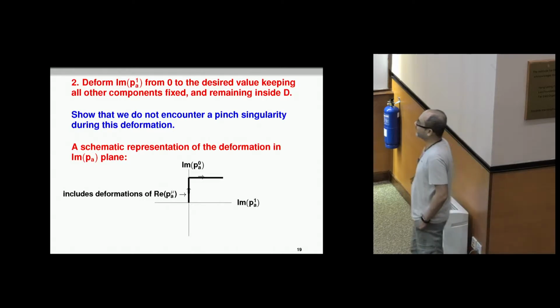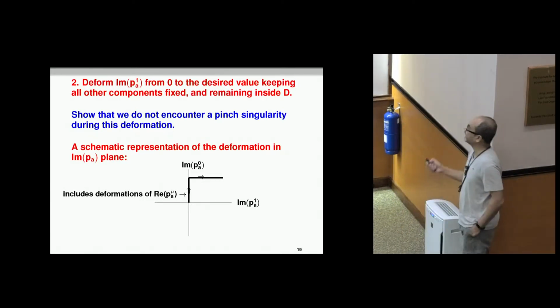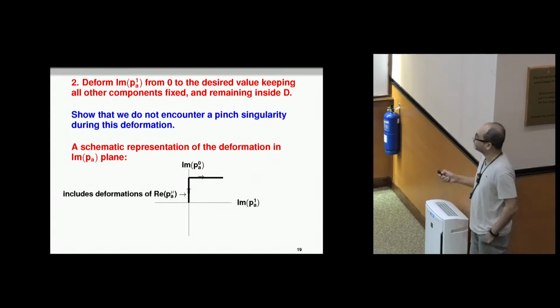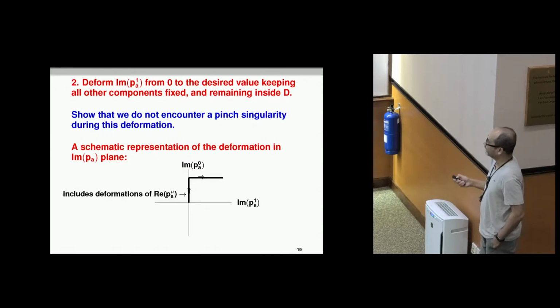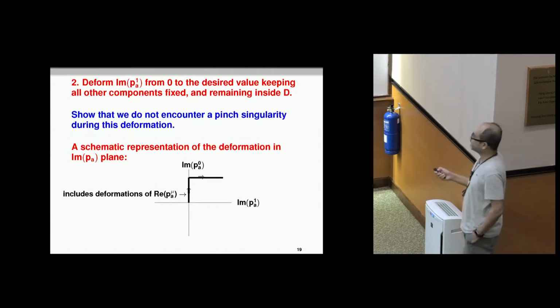For simplicity we can imagine that we are doing this deformation along a straight line, but that's not necessary. As long as we are inside D, any path will do. This is a schematic representation of this deformation in the imaginary P-A plane. The first step in the deformation is that imaginary P-A-0 is deformed to its desired value, and along the way we also deform everything else to the desired values. In the second step, we only deform imaginary P-1-A, keeping everything else fixed.